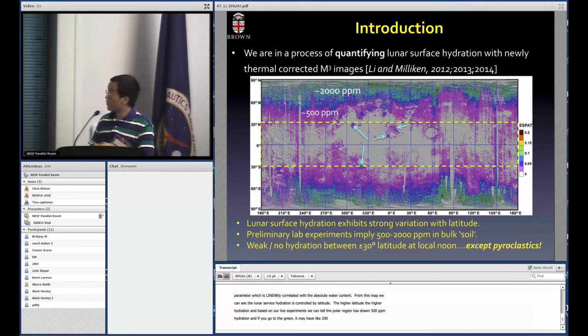And also, if you look at the low latitude, at north 30 degrees to south 30 degrees, you can see there is no or very weak hydration except these pyroclastic deposits pointed out by these cyan arrows.